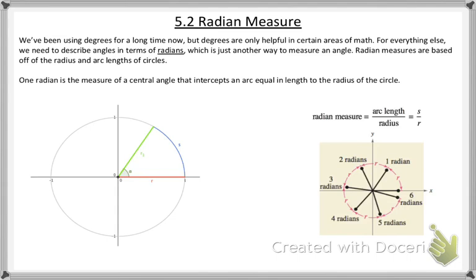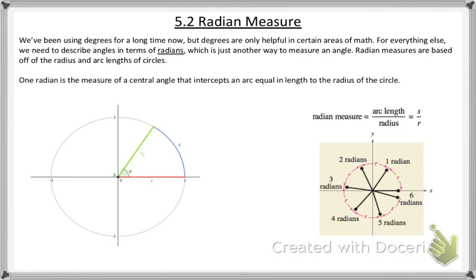We've been using degrees for a very long time now. Back in middle school and in geometry, you learned how to measure an angle in the form of degrees. But degrees are not the only way to measure an angle, and it's only helpful in certain areas of math. For everything else, we need to be able to describe angles in terms of radians, which is just another way to measure an angle. Just like how we can measure your height in feet, in inches, and in centimeters, all different types of measurements, we can also measure an angle in both degrees and in radians.